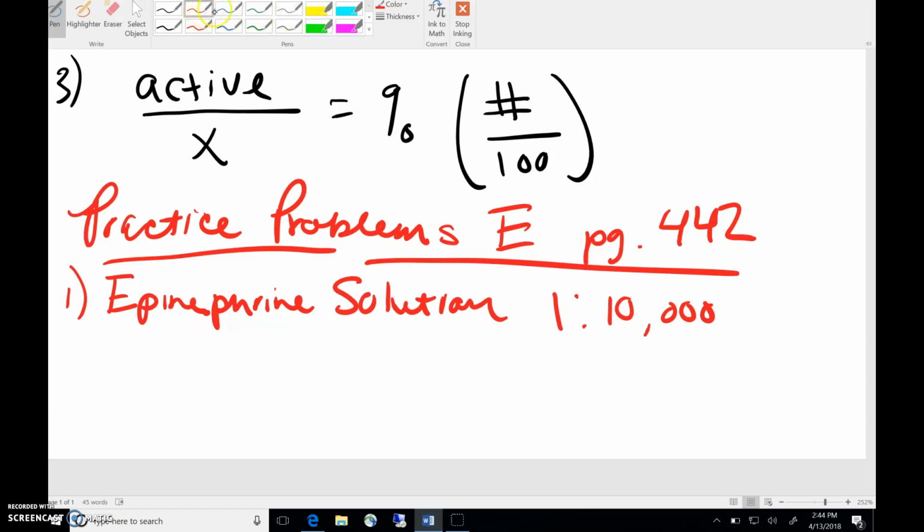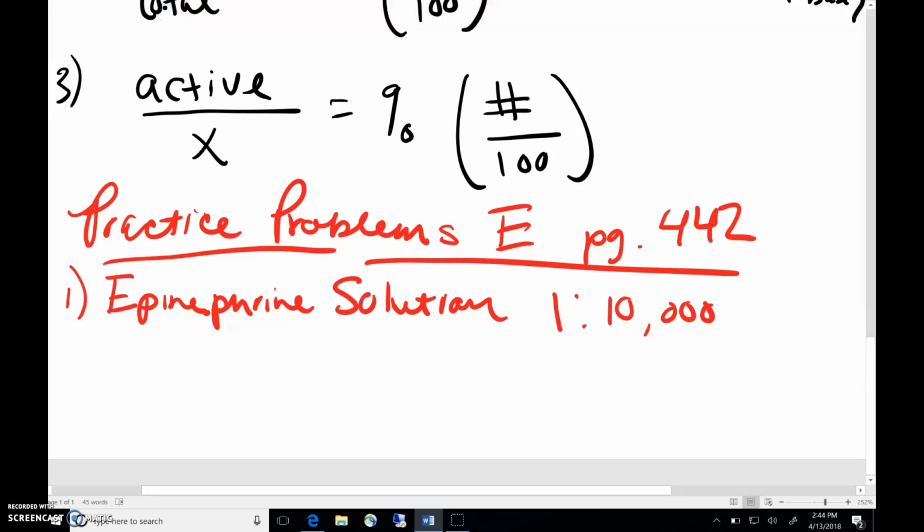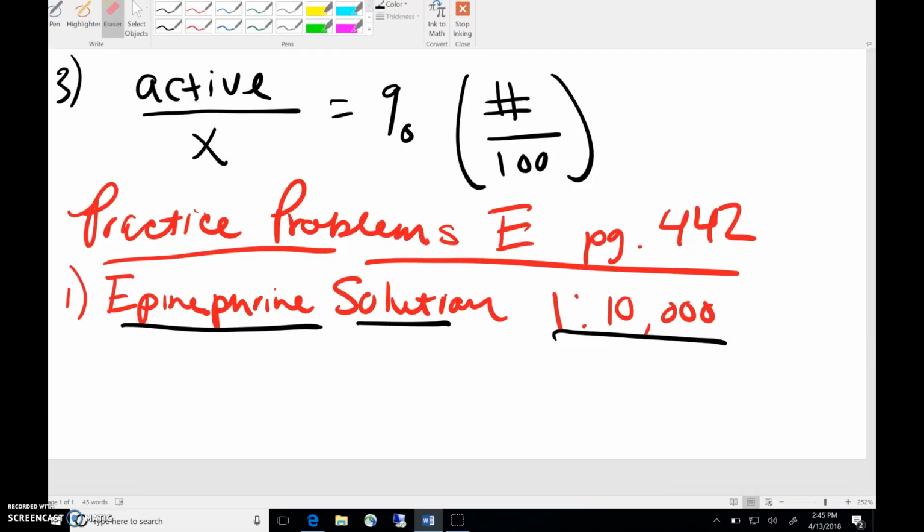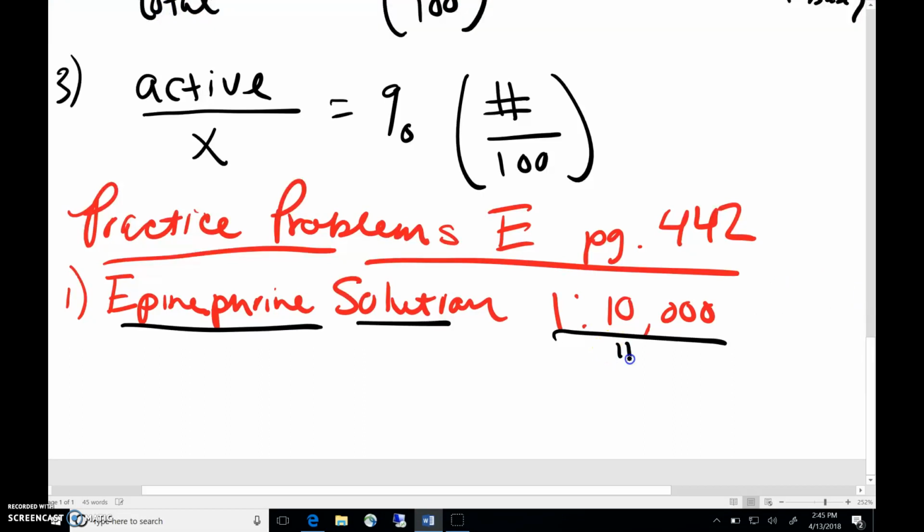So let's go ahead and identify some things that you guys have learned thus far. You automatically know the medication itself is what? Epinephrine solution. That is the name of the medication. The concentration of the medication is what? 1 to 10,000. This is the concentration. Let me write this a little better so you guys can follow. So again, this is known as the concentration of this medication, correct?